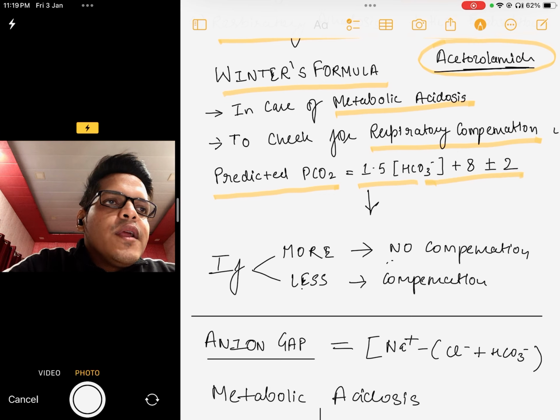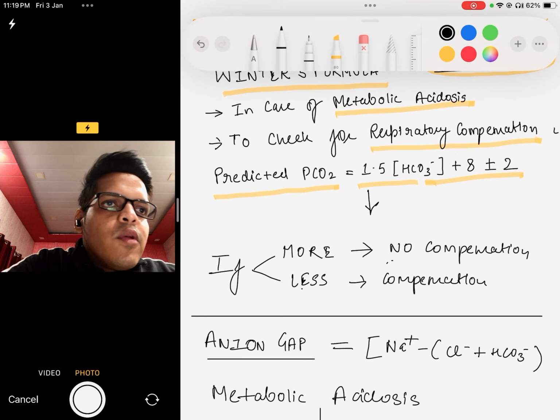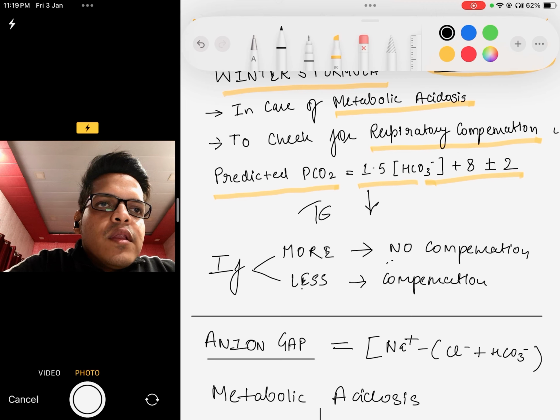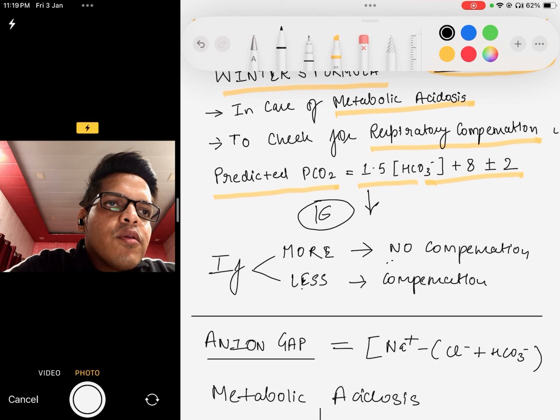Supposedly in the question they have given the value of HCO3 as 16. All right. So in that case, if you multiply it by 1.5 and add 8, it comes out to be roughly 32. Okay, and the measured value given in the question is 40.